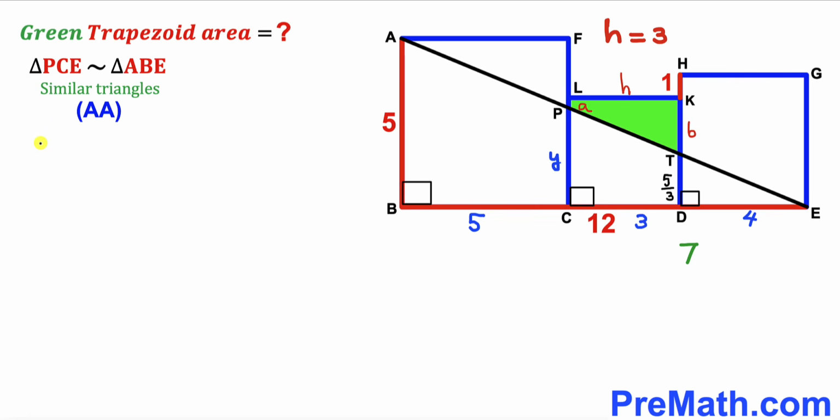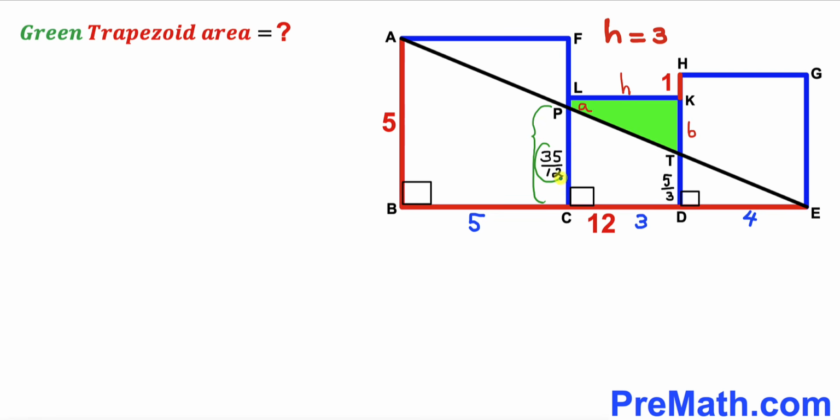In other words, we have a ratio of y over 7 equal to 5 divided by 12. And now we are going to multiply both sides by 7 to isolate y. And here we can see 7 and 7 are gone. So therefore our y value simply turns out to be 35 divided by 12. In other words, this segment PC length is 35 divided by 12.